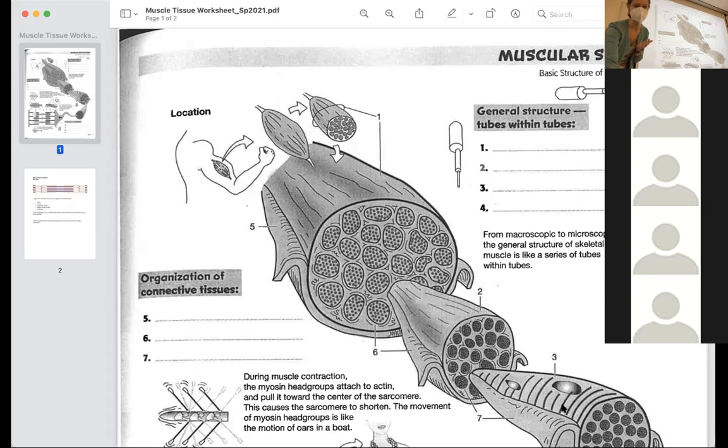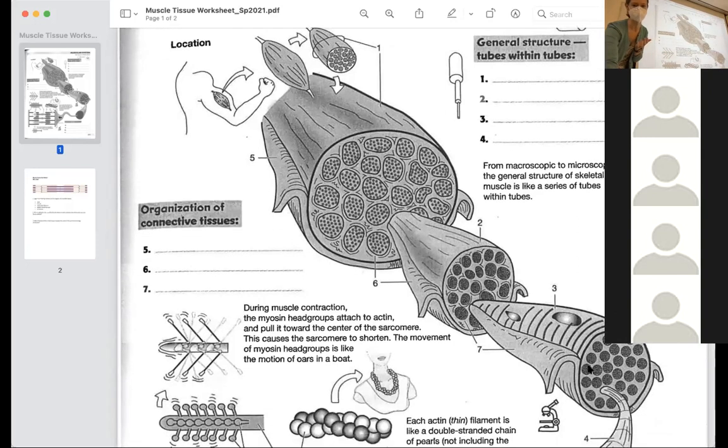So what are the tubes within a muscle cell called? So these little things here. The only one that's left. Myofibril. Yeah, so a myofiber is the cell. Myofibrils are the little tubes. They're made up of the actin and myosin within the cell.